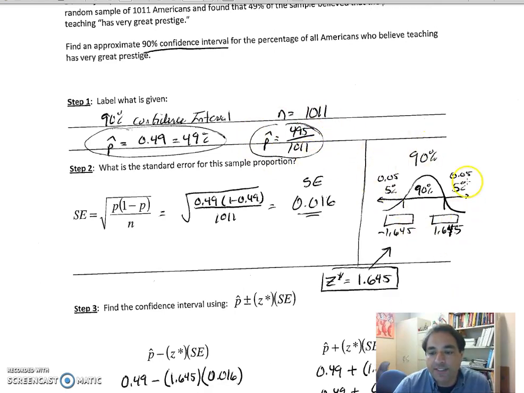If you want to see how the Z star comes from, 90% is here. 5 and 5 adds up to 10, plus 90 is 100. If you look up 0.05, the exact number is negative 1.645. We'll use the positive one, 1.645. It's also one of the common ones in the table. Then we find our SE: square root of P hat, 0.49, times 1 minus 0.49, divided by 1011, which is 0.016.